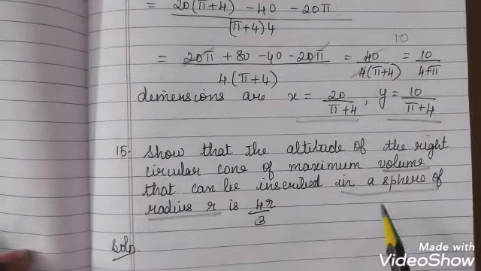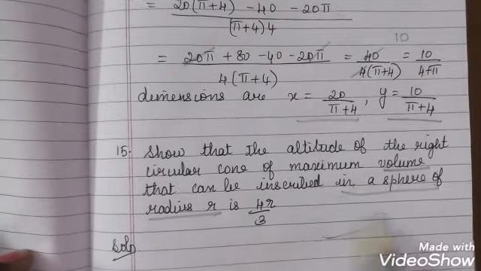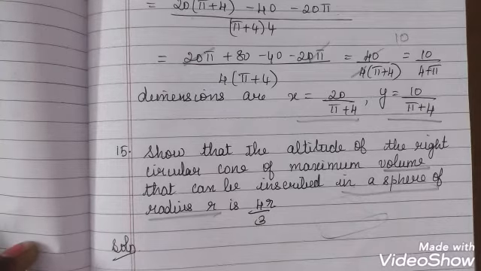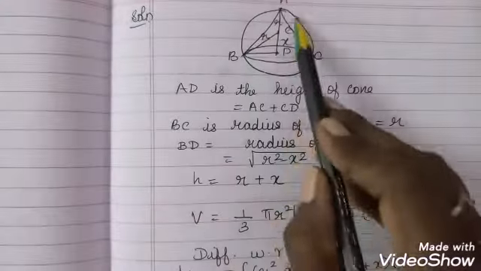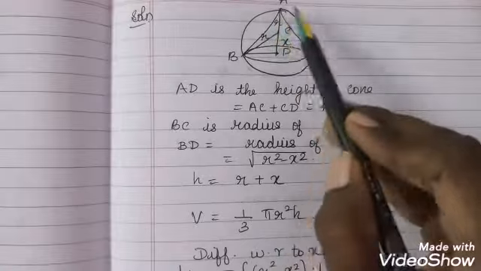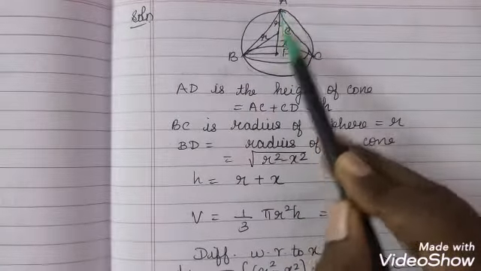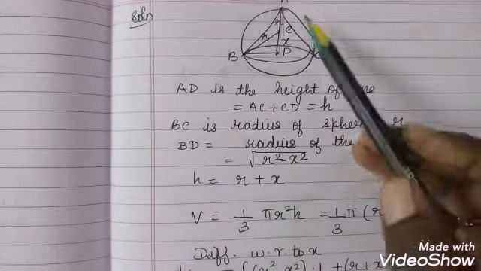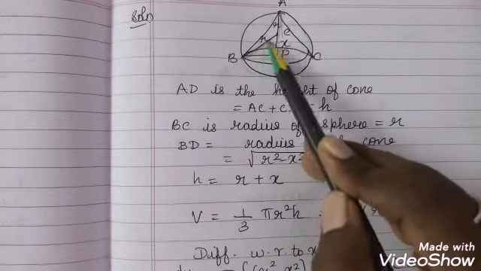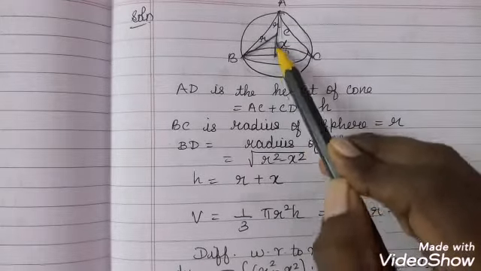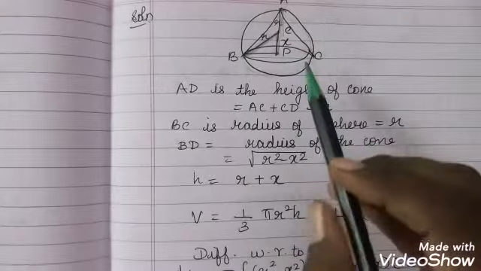So here there is a sphere, and a right circular cone is inscribed in it. I'll have to show that it has the maximum volume, and that the height is 4r by 3. I have drawn the figure here. You have a sphere, and a right circular cone inscribed in it. In this case, this is the height of the cone. Your AD is the height of the cone, and you know that r is the radius of the sphere, and I have taken this distance to be equal to x.